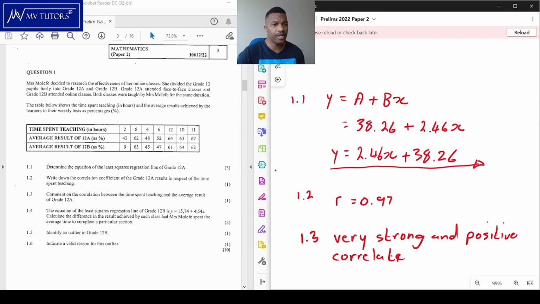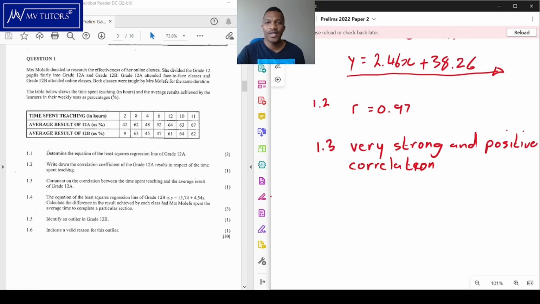Okay, correlation, there we go. Okay, let's do question 1.4 now. What does it want? 1.4 says the equation of the least squares regression line of grade 12B now is given by that equation. Calculate the difference in the results achieved by each class had Mrs. Molefe spent the average time to complete a particular section. Okay, so it looks like we are comparing class A and class B with the average time spent.